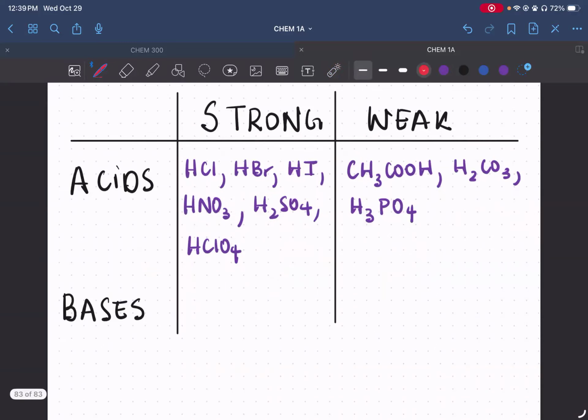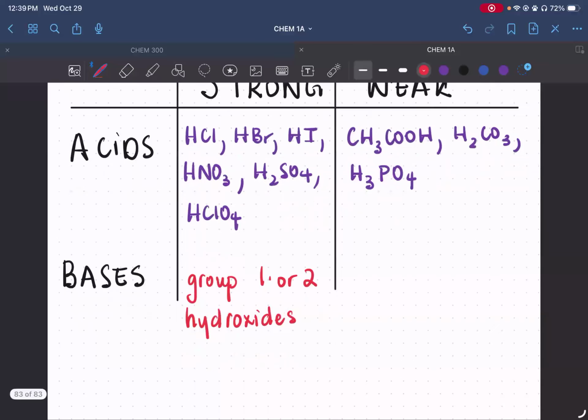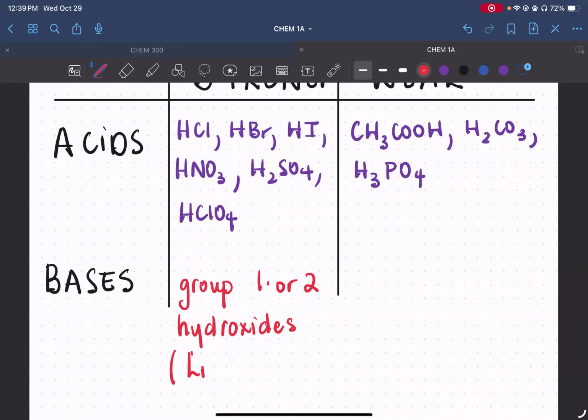Examples of strong bases include group 1 or 2 hydroxides. What does that mean? Well, we mean hydroxides with an element from group 1, such as lithium hydroxide, or from group 2, such as calcium hydroxide, where, of course, hydroxide is one of your polyatomic ions. And if it's attached to either a group 1 or group 2 metal, it is a strong base.